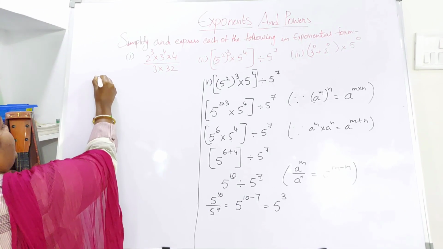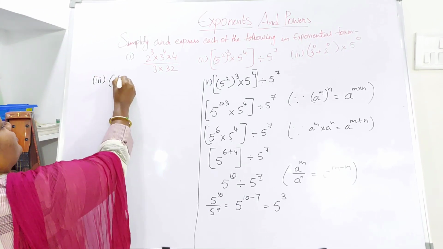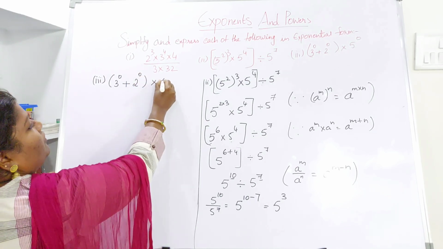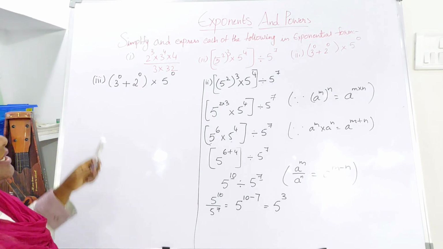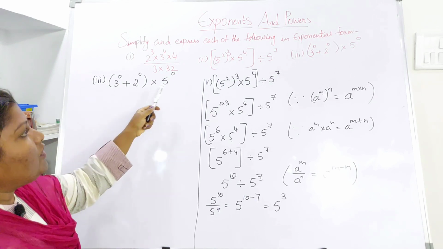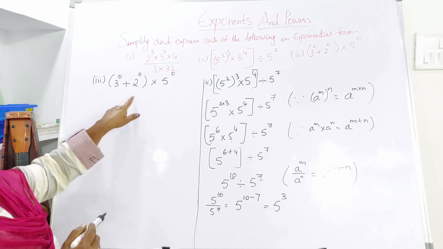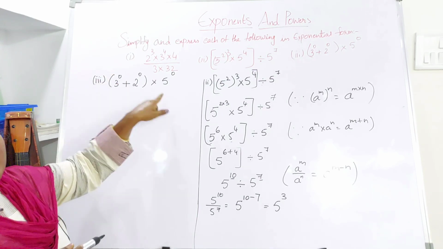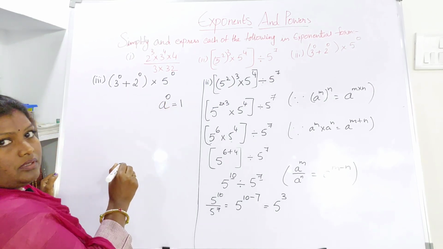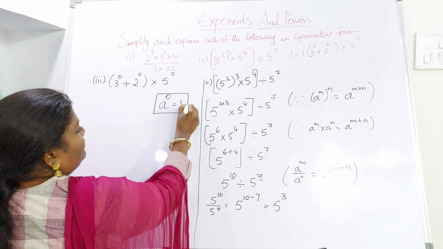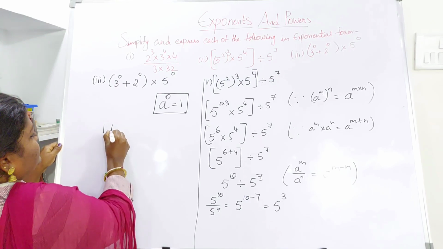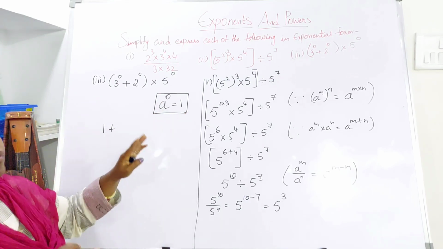Yes, the third problem is (3 to the power of 0 plus 2 to the power of 0) in the brackets into 5 to the power of 0. Now this bracket indicates that you need to solve this first and then go for the next one. Any number to the power of 0 is 1. Yes, so this you have to remember. Now 3 to the power of 0 is nothing but 1, plus 2 to the power of 0, any number to the power of 0 is 1.